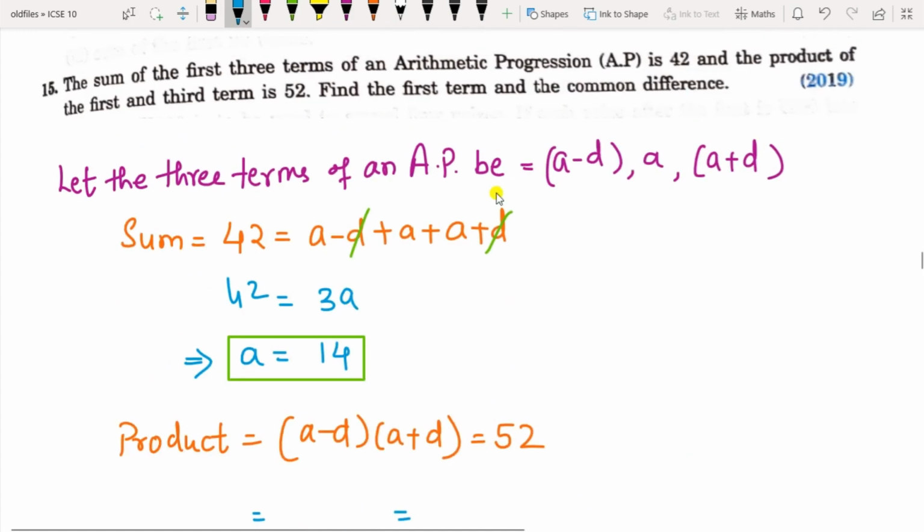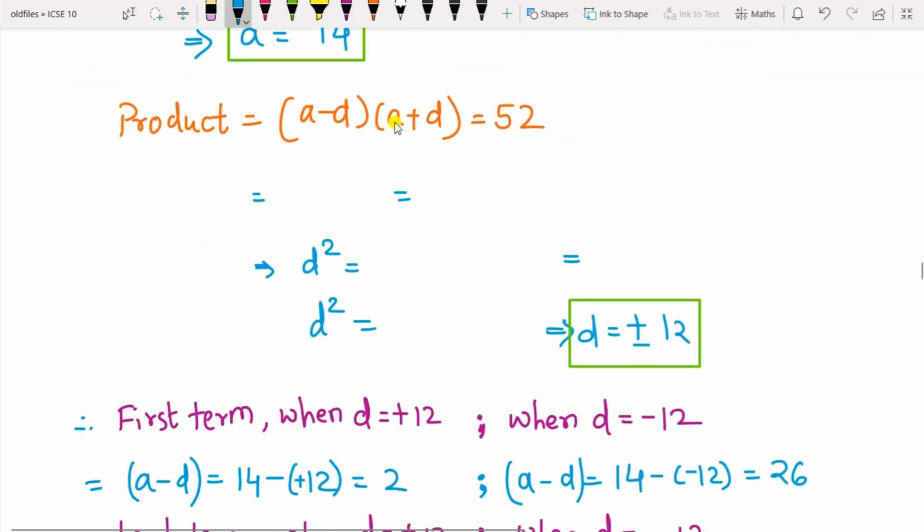And the second equation is given as the product of the first and the third term. So consider the first and the third term, its product is 52. So this is of the form a square minus d square equal to 52. Therefore d square is a square minus 52.